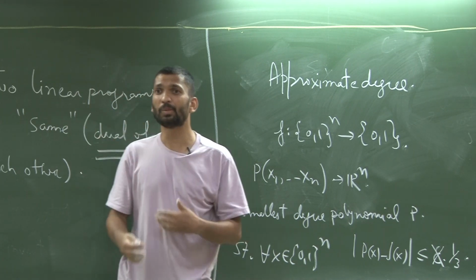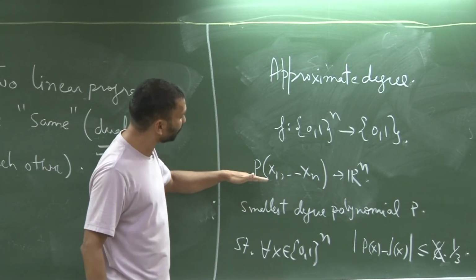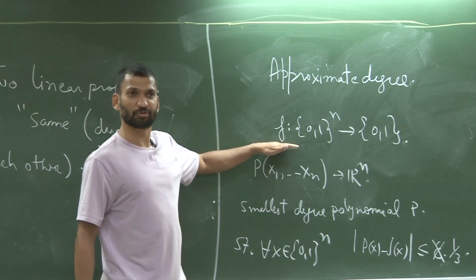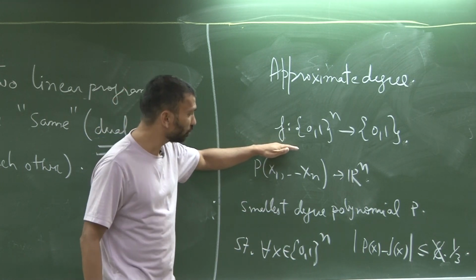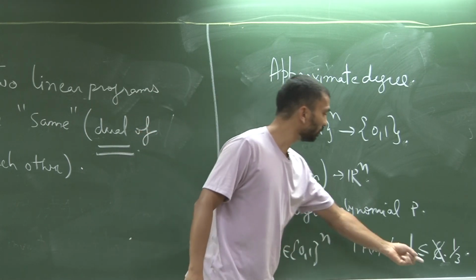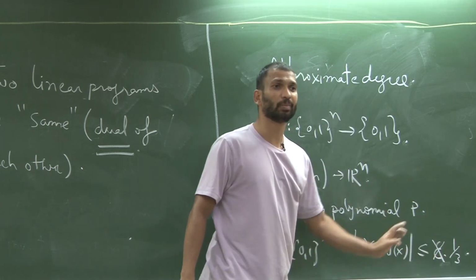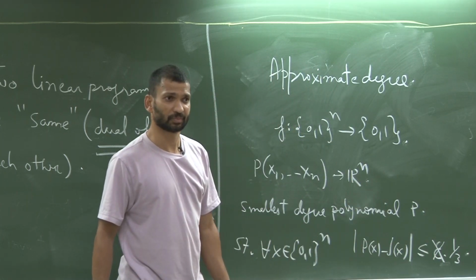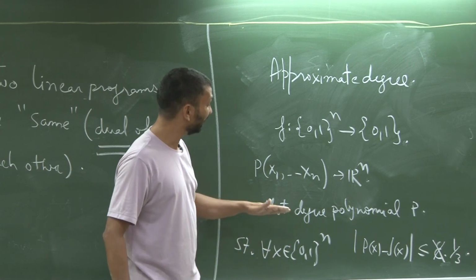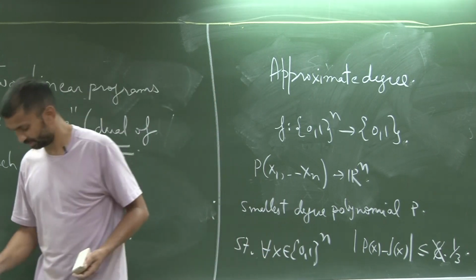So what people mathematically are interested in is, is it possible that there is a small degree polynomial which is close to f? What does it mean, close to f? For every input, it should not be away from f(x) by more than 1 by 3 distance. Clear? And now we are interested in finding the smallest degree polynomial.